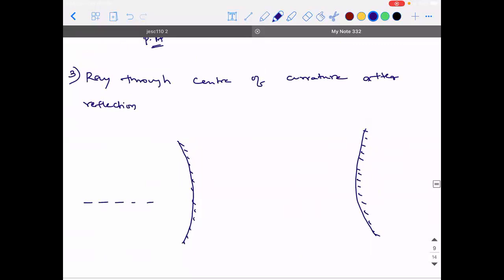So if I take the principal axis in this way, and here also if I take the principal axis in this way, if this is the pole, so when a ray is passing through the center of curvature, it is going to go and hit the mirror, let's say at some point at this.